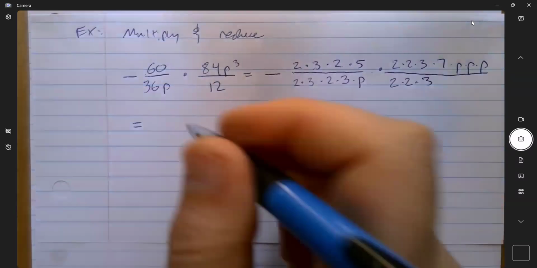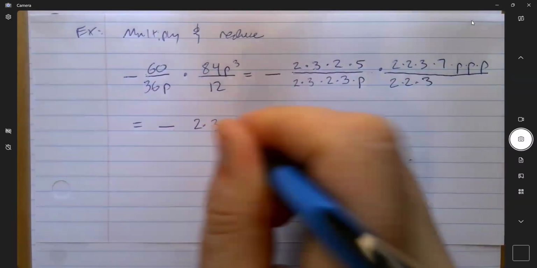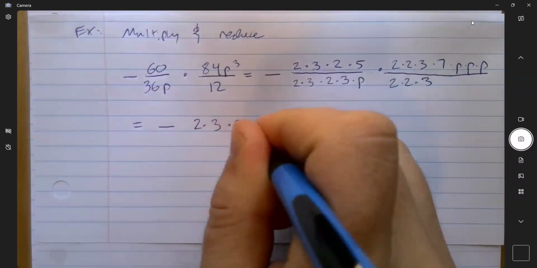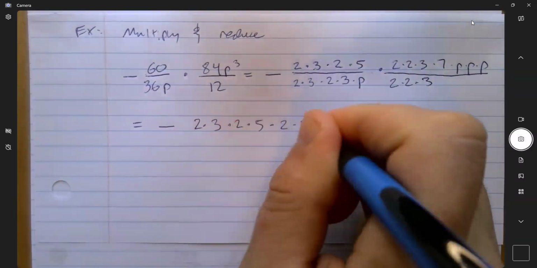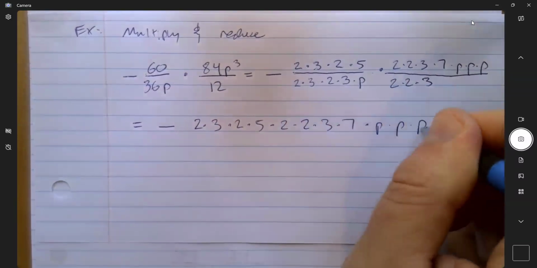I can write it just as a long chain. Don't forget the negative. 2 times 3 times 2 times 5 times 2 times 2 times 3 times 7 times p times p times p.